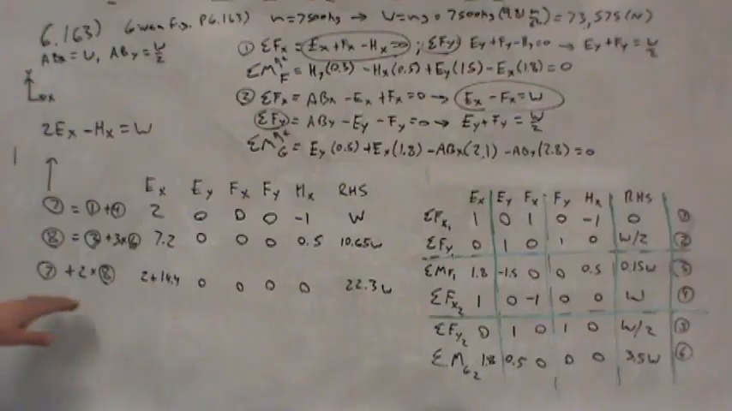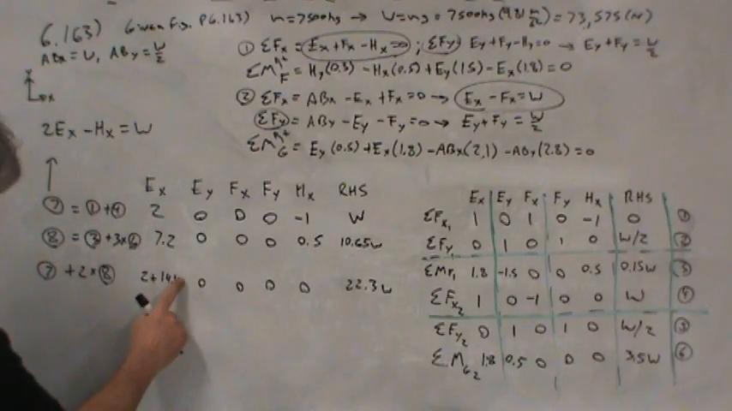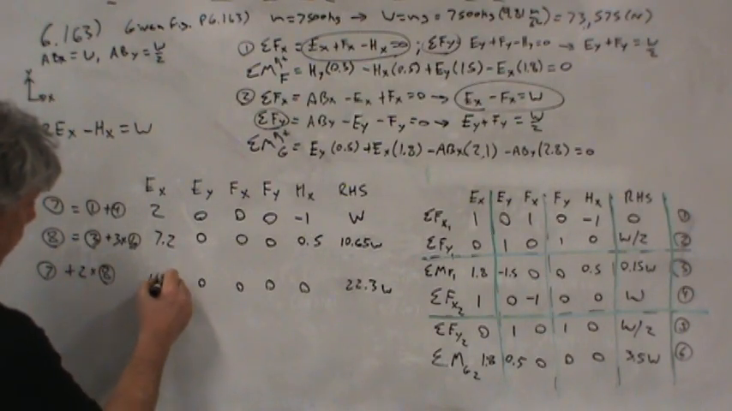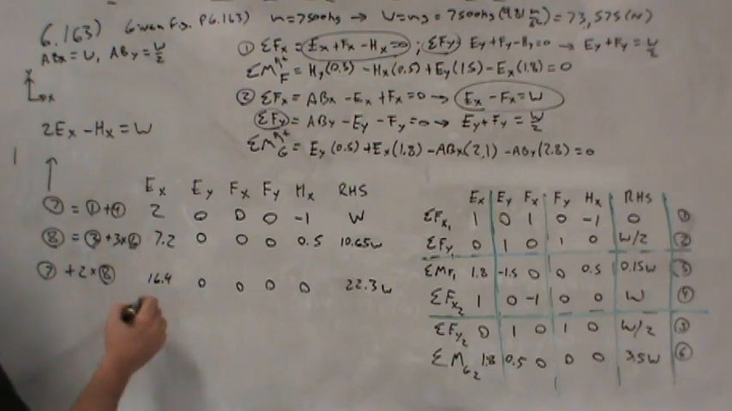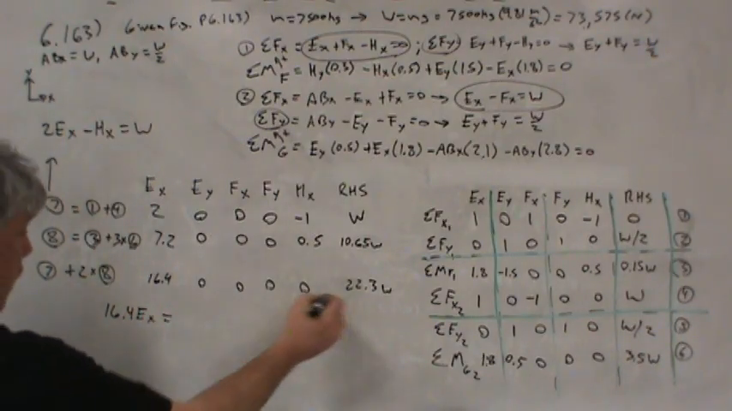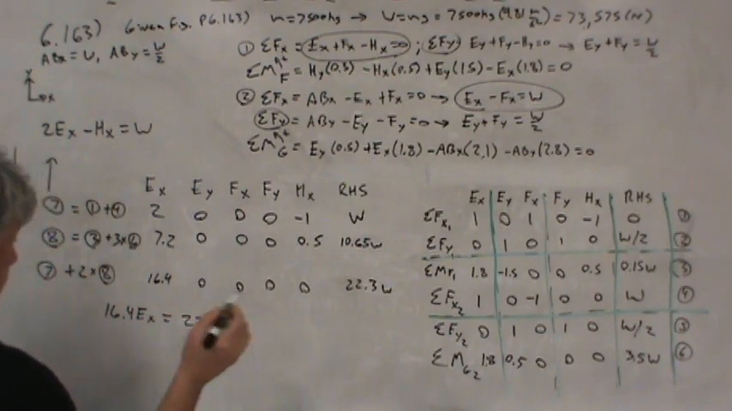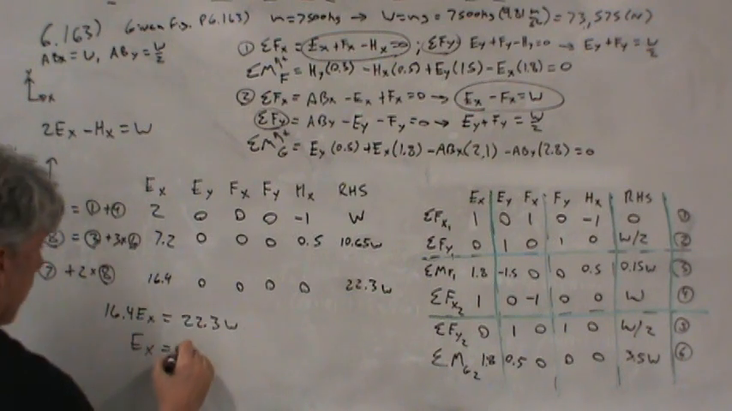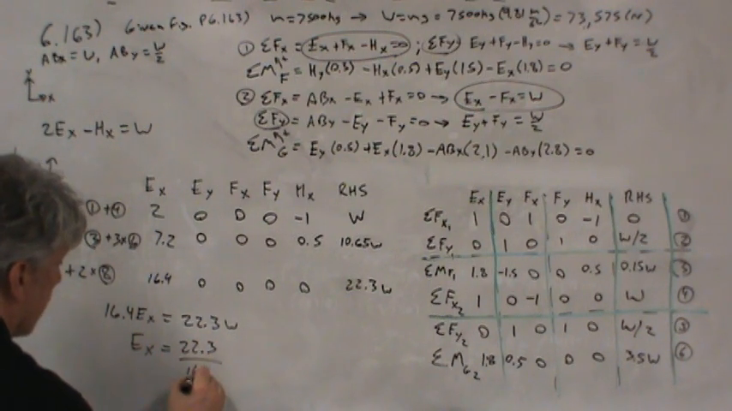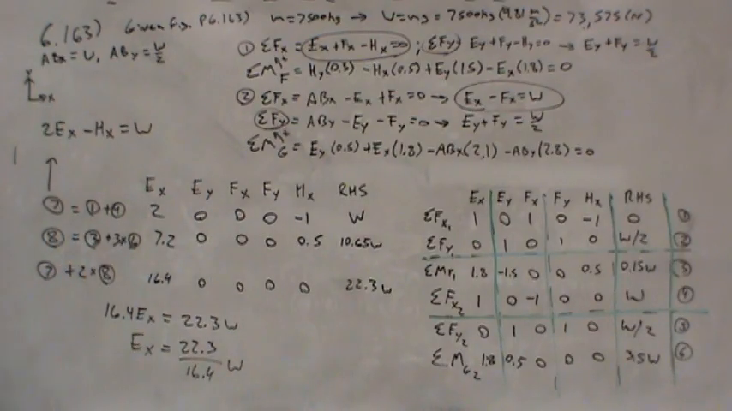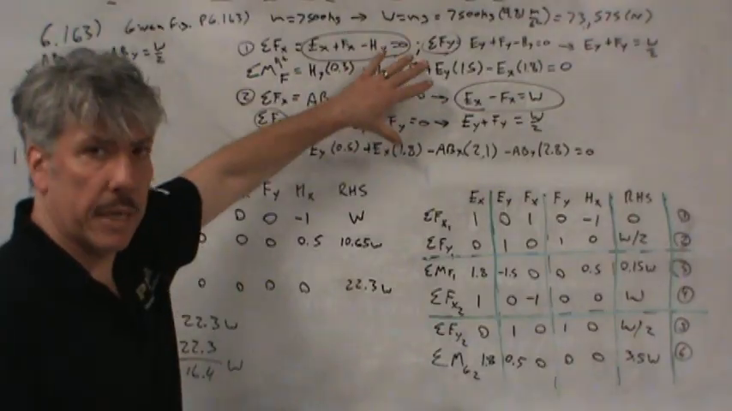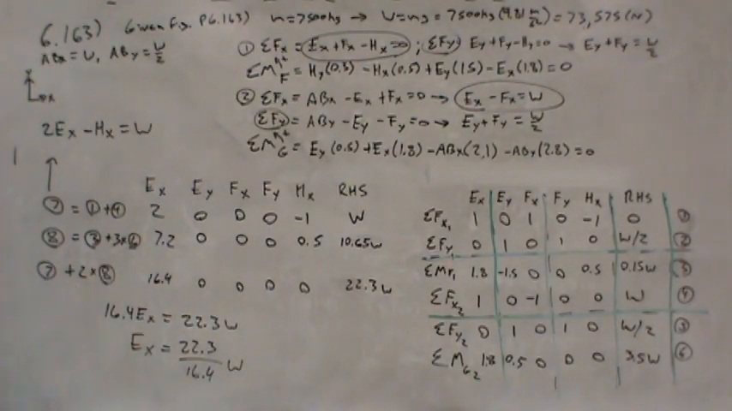And look at that. What does this equation say? Well, 2 plus 14.4 is 16.4. It says that 16.4 times EX is equal to 22.3 W. And look at that. EX is just 22.3 over 16.4 times the weight W. This is a much quicker way to go about things rather than getting confused and making a bunch of mistakes with the raw equations themselves. Okay? So let's start a result here.